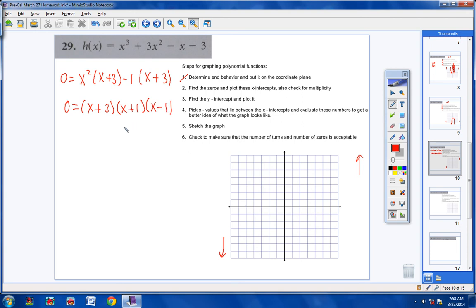Okay, now let's find the zeros. For this group, I would have a zero of negative 3. For this group, I would have a zero of negative 1. For this group, I would have a zero of positive 1. The negative 3 has a multiplicity of 1, the multiplicity of negative 1 is 1, and there's only one positive 1, so we have a multiplicity of 1. So none of these zeros are going to be my special tangent zeros. So I'm going to go ahead and plot my x-intercepts, negative 3, negative 1, positive 1. There, I've plotted those. And now let's look at step 3. Step 2 is completed.